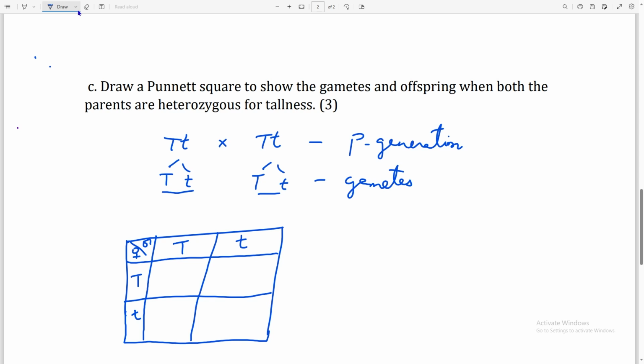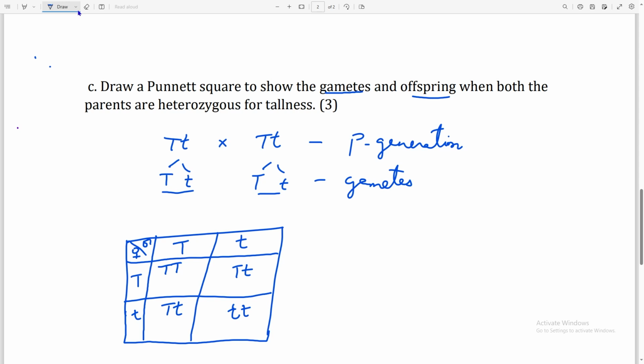Find out the offsprings. These two gametes fuse to form capital T, small t. These two gametes fuse to form capital T, small t. These two gametes fuse to form small t, small t. So what is asked in the question? To show the gametes and offspring. You have to mention the gametes and offspring when both the parents are heterozygous for tallness.